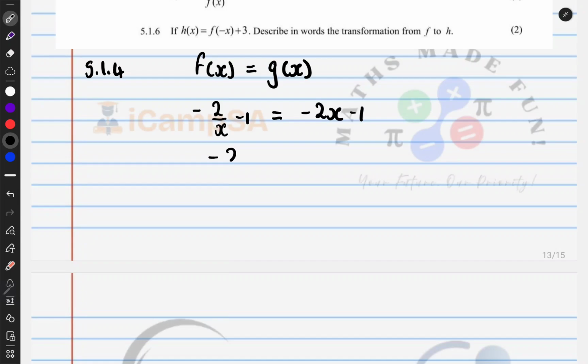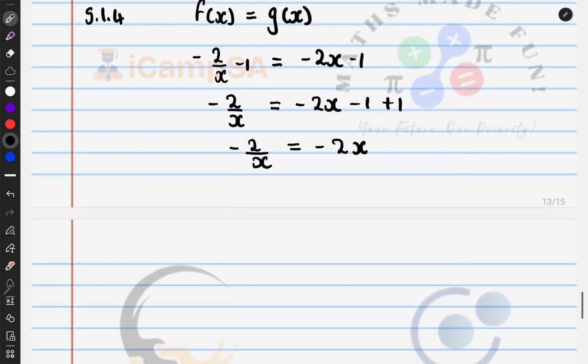So we have negative 2x is equal to, let's add this 2x on this side. I think there was no need for that. Instead, let's just take the negative 1 on the other side. We're gonna have negative 2x minus 1 plus 1, which would be equal to 0. And then we're gonna have negative 2 over x is equal to negative 2x.